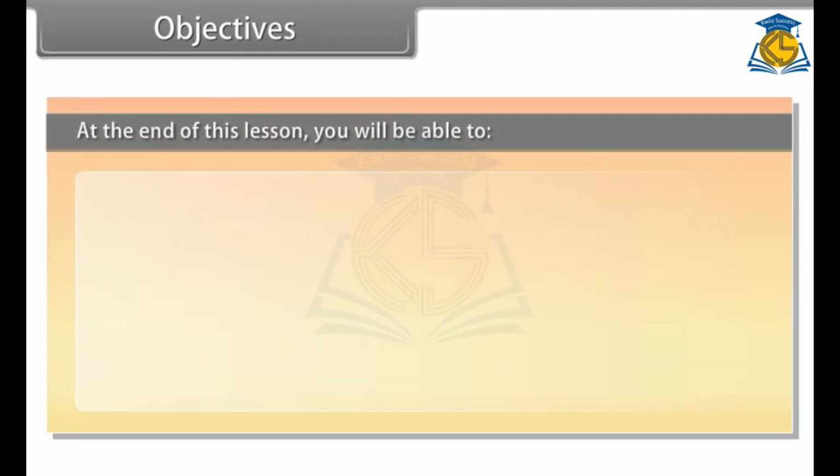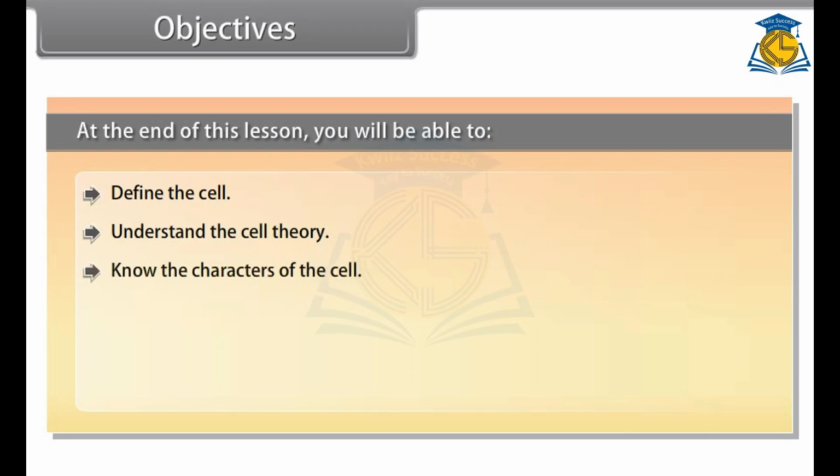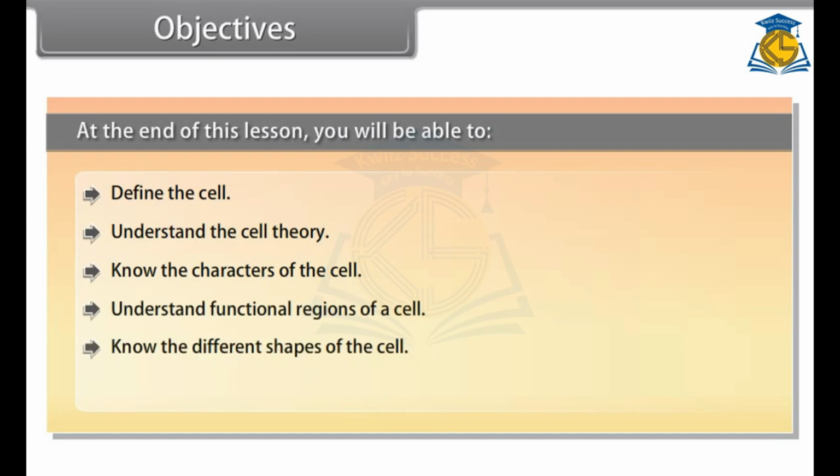Objectives. At the end of this lesson, you will be able to define the cell, understand the cell theory, know the characters of the cell, understand functional regions of a cell, know the different shapes of the cell, understand different cell sizes.